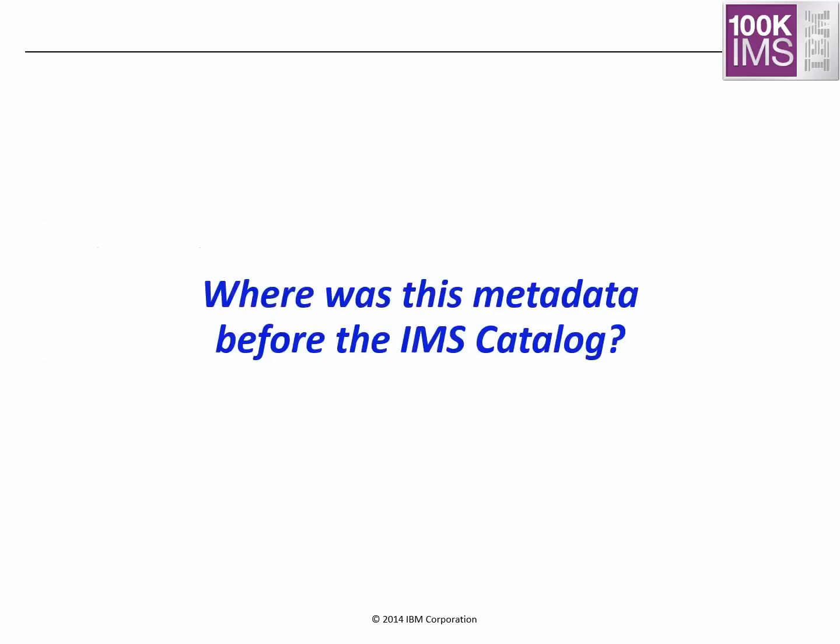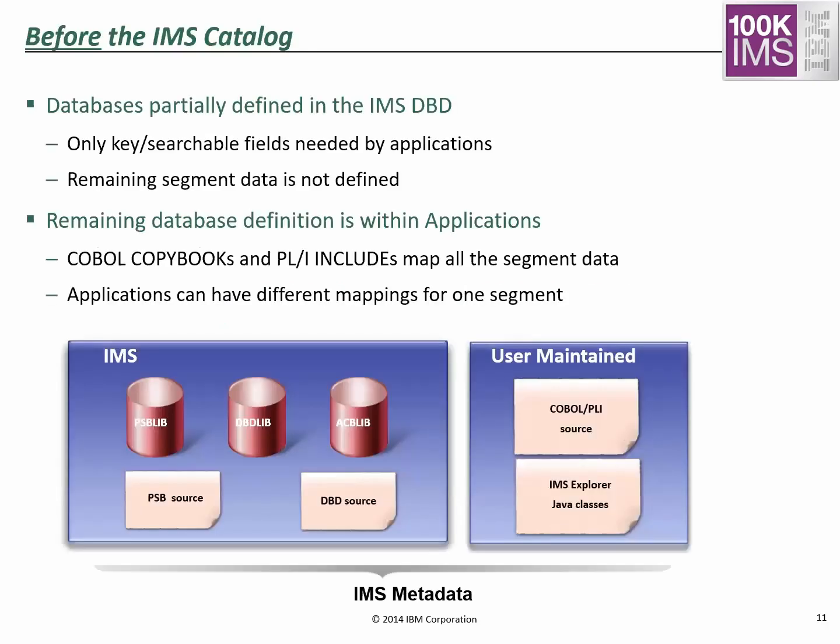Where was that metadata before the IMS catalog came on the scene? That's a good question, right? Well, it was spread out. The database information was in the DBD library where the DBDs reside, but the DBDs only had key fields or searchable fields, right? The remaining information about the fields within a segment that was not found in the DBD, where was that information? Well, that remaining database information was in the COBOL copybooks or the PL/I includes. And applications can have different mappings for one segment. So that was not in the DBD, it was in the COBOL copybooks or the PL/I includes.